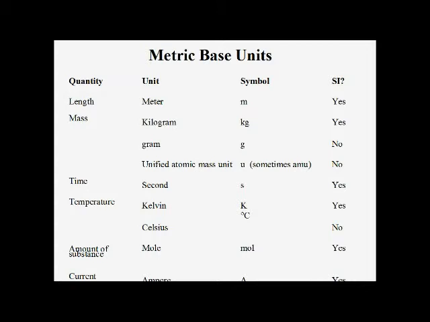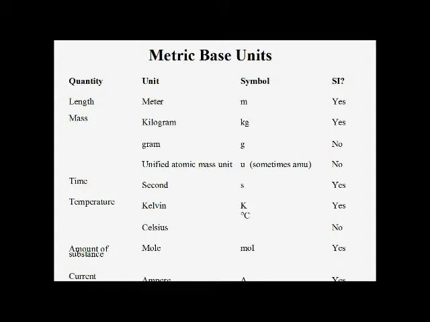So, some units for the metric system. These are called base units. There are also derived units, derived from the base units. For distance, or length, the unit is the meter. The symbol is lowercase m. And this is the SI unit for distance or length.